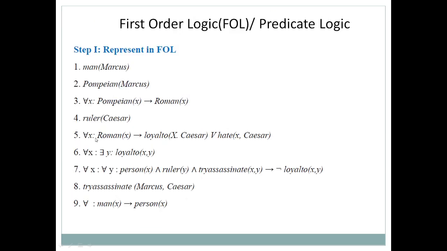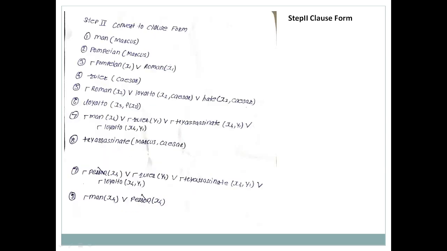In the 5th statement, yes, there is a possibility because a universal quantifier is present, an implication sign is also present, as well as the term x. So in this case there is scope to convert this statement into clause form. So let's see how to convert this.